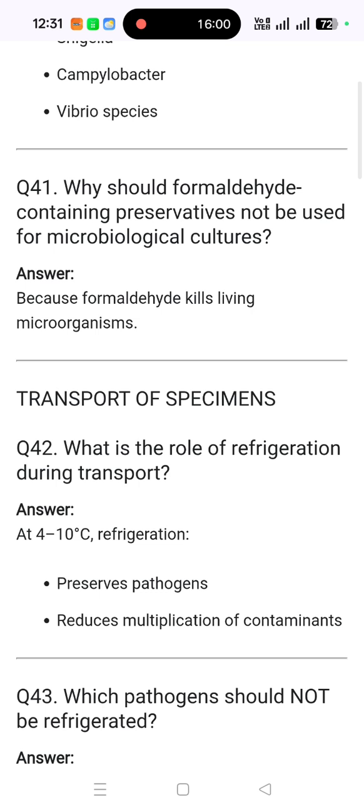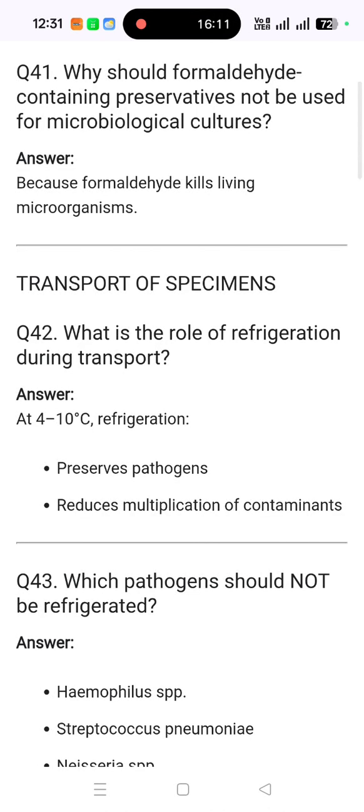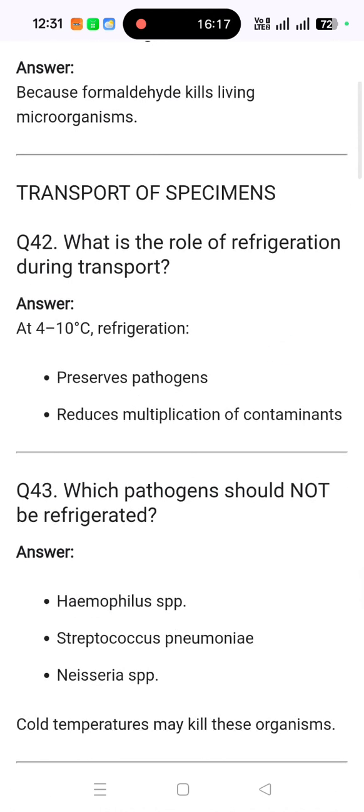Why should formaldehyde containing preservatives not be used for microbiological culture? It should not have formaldehyde, because formaldehyde kills living microorganisms and we want to culture them. If they are killed, how will they culture?